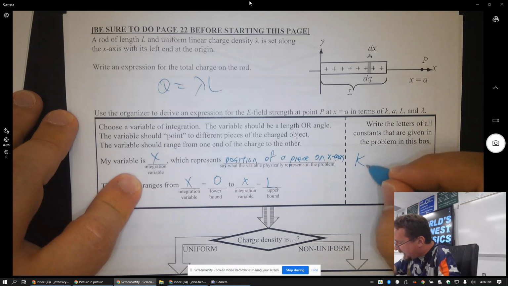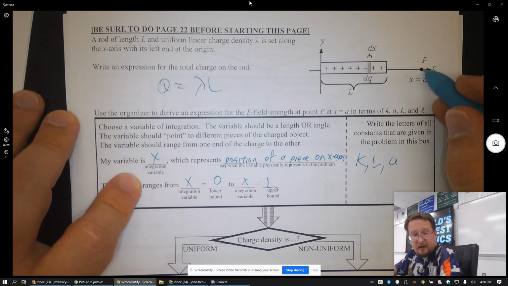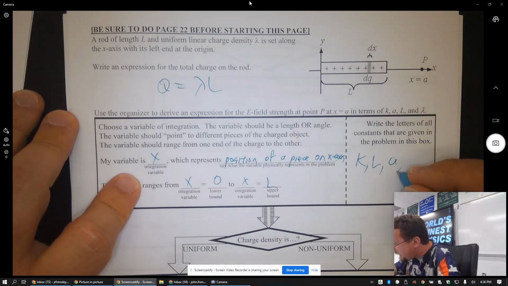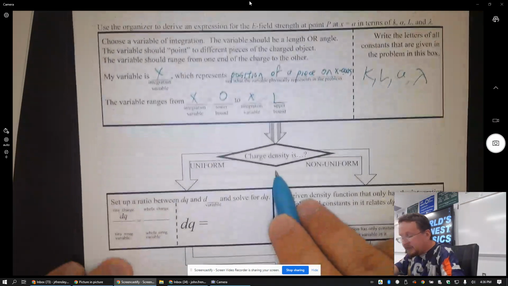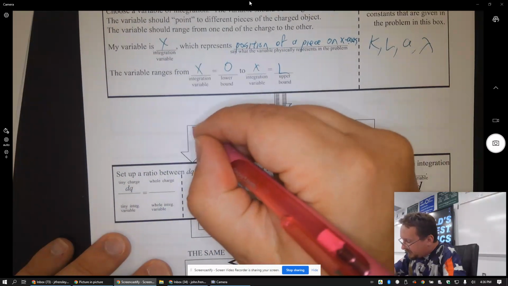Okay, so the K and the L and the A. A is the location of the point of interest, right? So that's a constant. That's not changing in the middle of the story. And the lambda is too. All right, the charge density is uniform. So we're going to come over here and say it's a uniform charge.